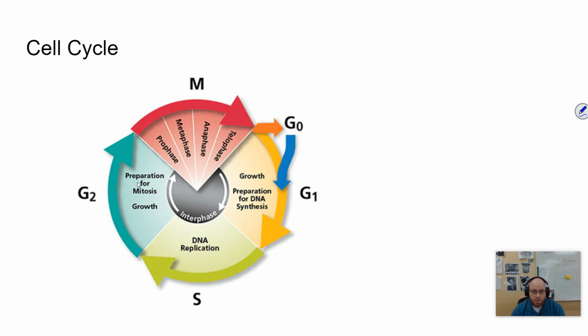Some cells, like red blood cells, don't even have a nucleus, and so they don't divide anymore. They're just kind of done. They're made, and then they go and do a thing, and then they die. And so that is a basic overview of the cell cycle. In the next video, we will go into more detail about all the different phases of mitosis.